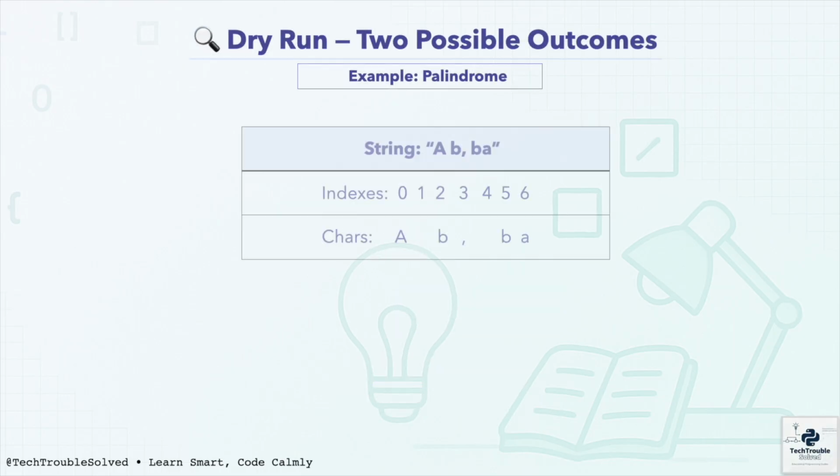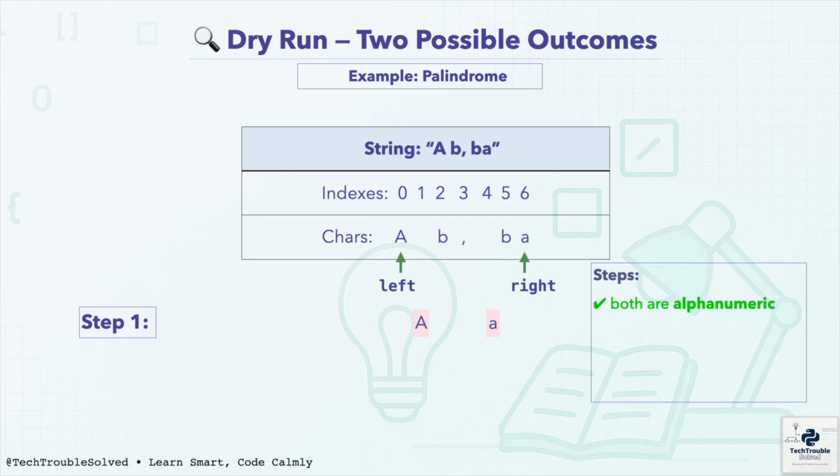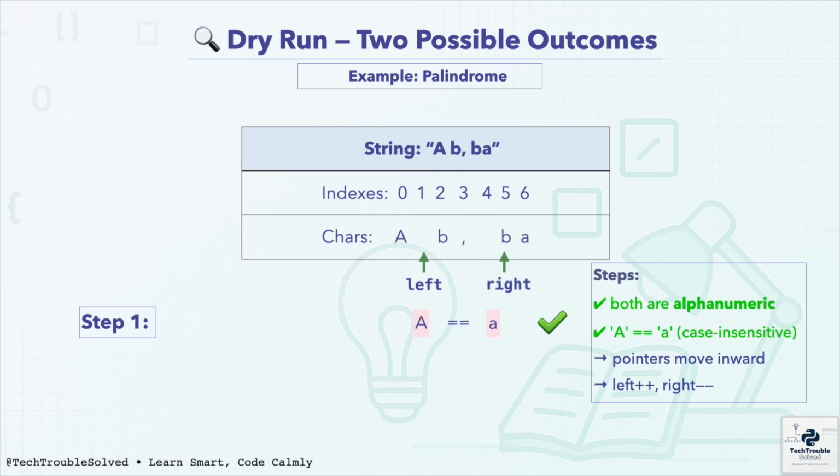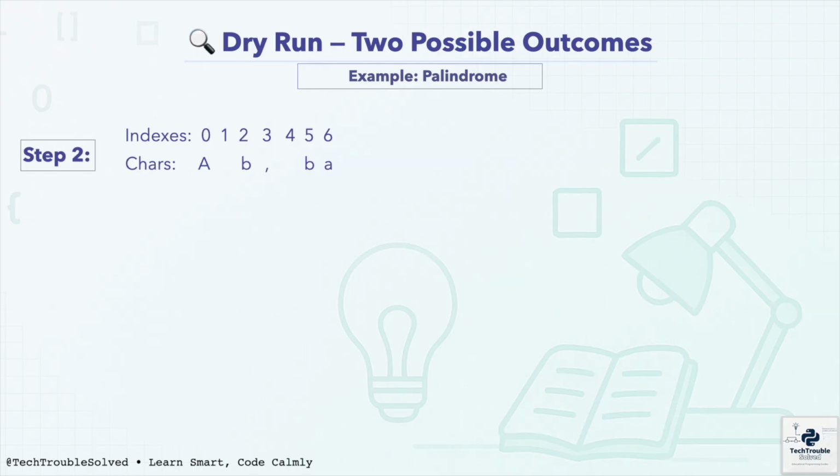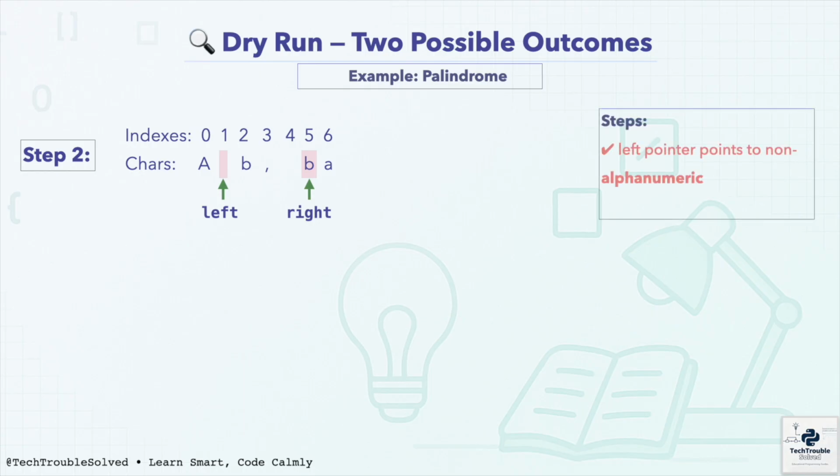Now let's dry run an example that is a palindrome. Both the left and the right pointers are pointing to alphanumeric characters. When we compare them and ignore case, capital A and small a are equal. So this comparison passes. According to the algorithm, we now move both pointers inward. Left moves forward and right moves backward. Now the left pointer lands on a symbol. Since this is not an alphanumeric character, we do not compare it with anything. We simply skip it by moving the left pointer forward.